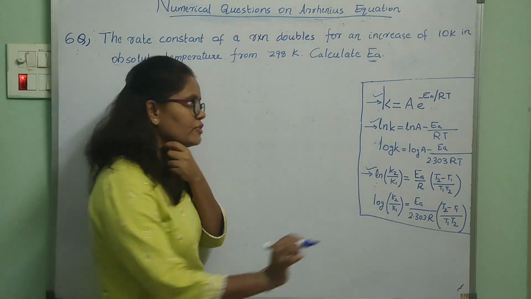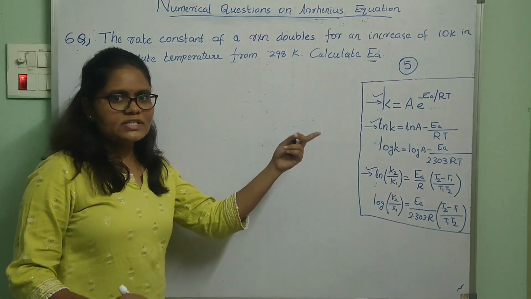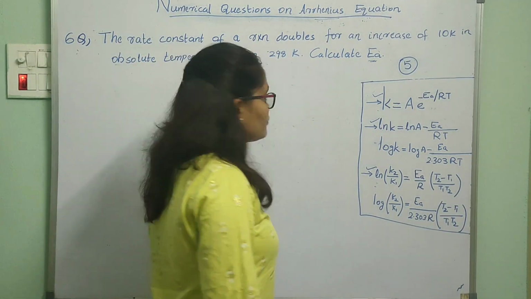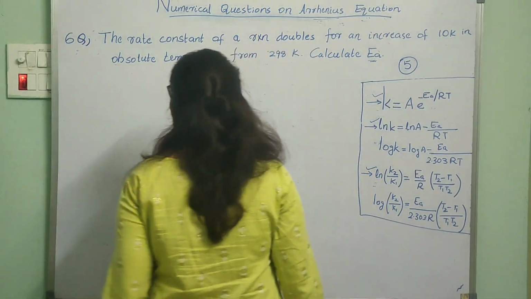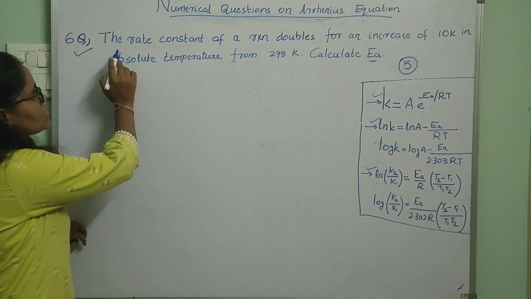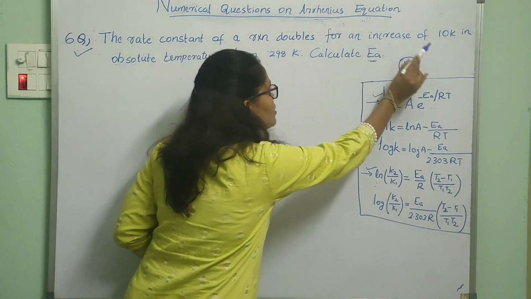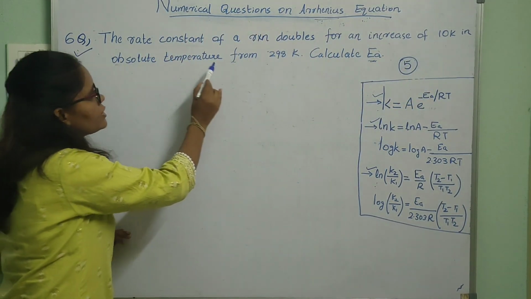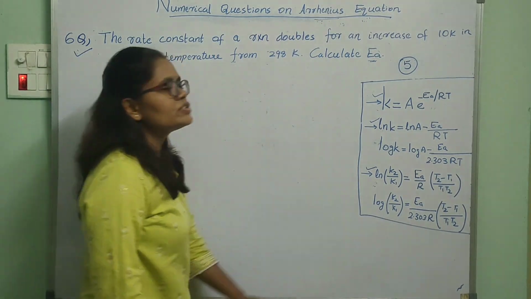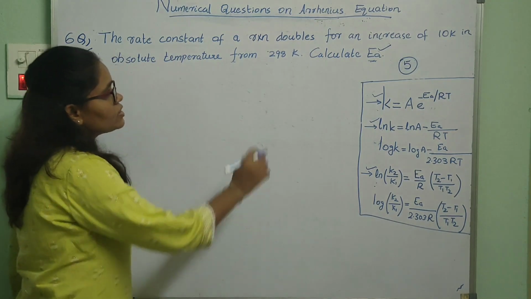And in the second video, we had covered about 5 problems. So this video is the continuation of the second video. In this video, we will start solving from problem number 6. So let's begin with question number 6. The question is, the rate constant of a reaction doubles for an increase of 10 Kelvin in absolute temperature from 298 Kelvin. Calculate EA. So you are asked to find the activation energy here, okay?